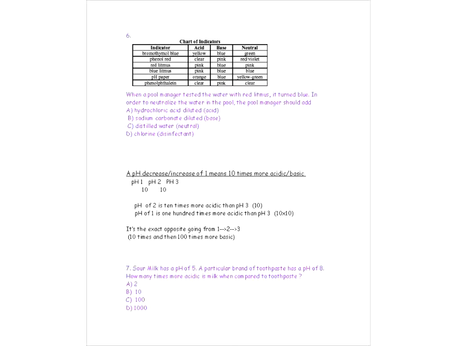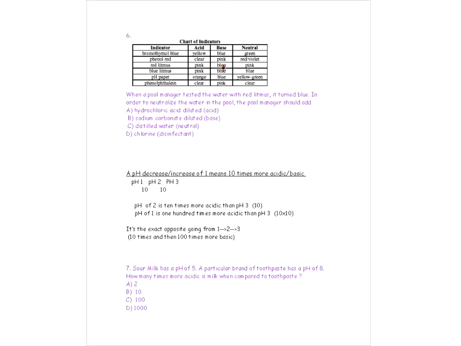It says, when a pool manager tested the water with red litmus, it turned blue. In order to neutralize the water, the pool manager should add... Okay, so before we correct the problem and see what we need to add, we need to see what we actually have. So when we tested the water with red litmus, it turned blue. So if you check out here, red litmus turns blue when we have a base. And we already knew that before, right, from the last question.